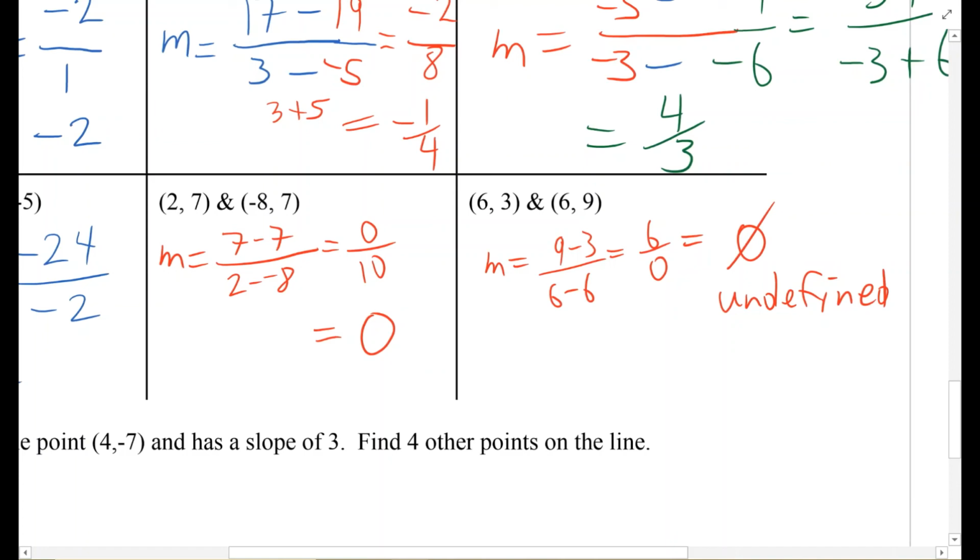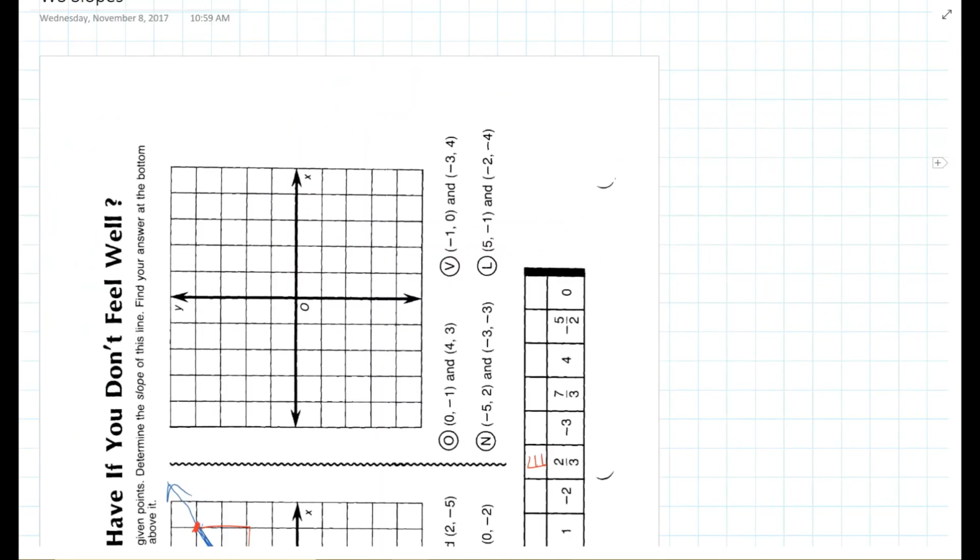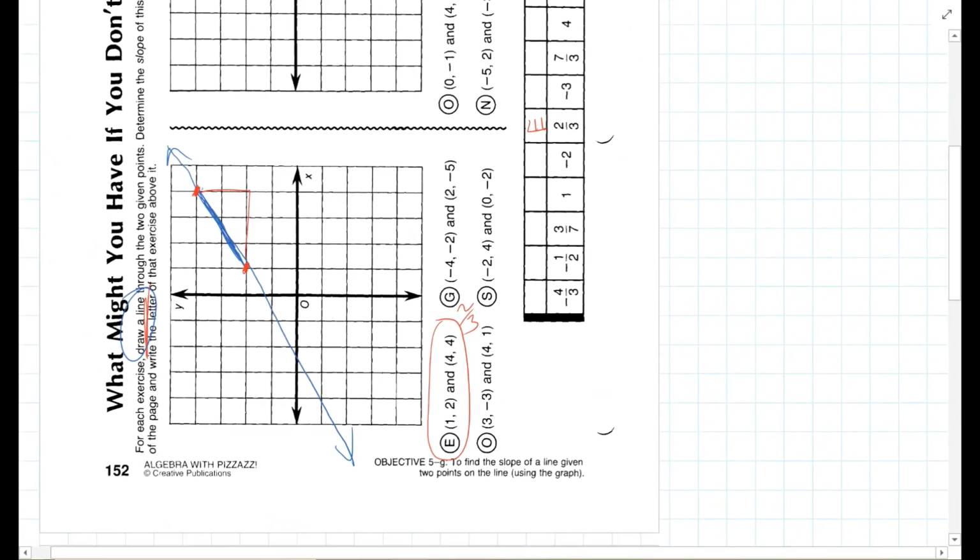All right, so we're going to do parallel and perpendicular lines later, but in the meantime, we have these two worksheets. If you find them, we'll do the first one together. First thing you're going to do is draw a line using those 2 points. So we have 1 and 2, and then we have 4 and 4.